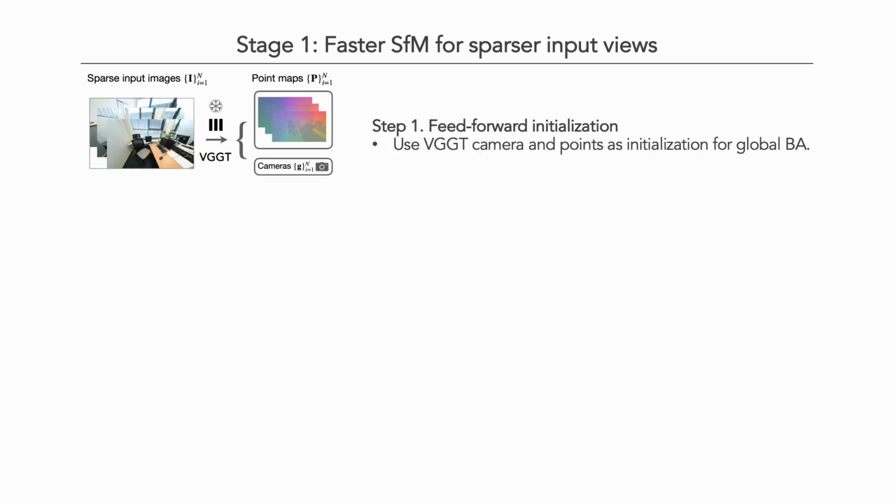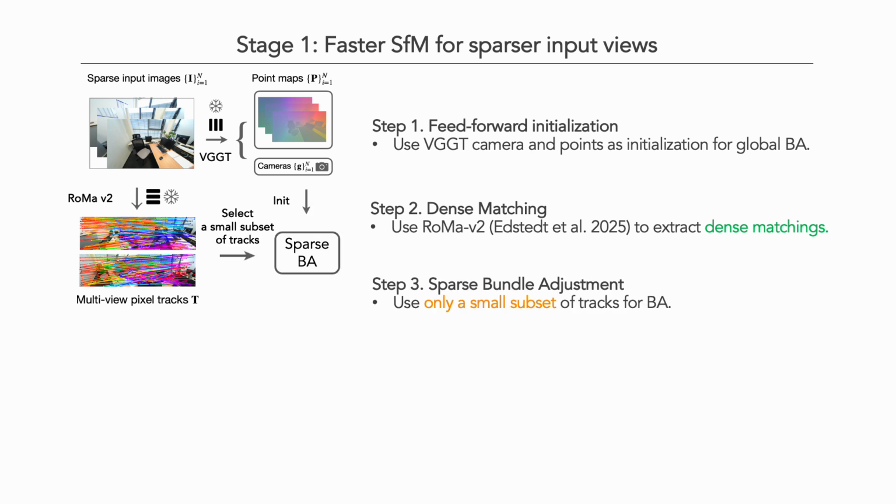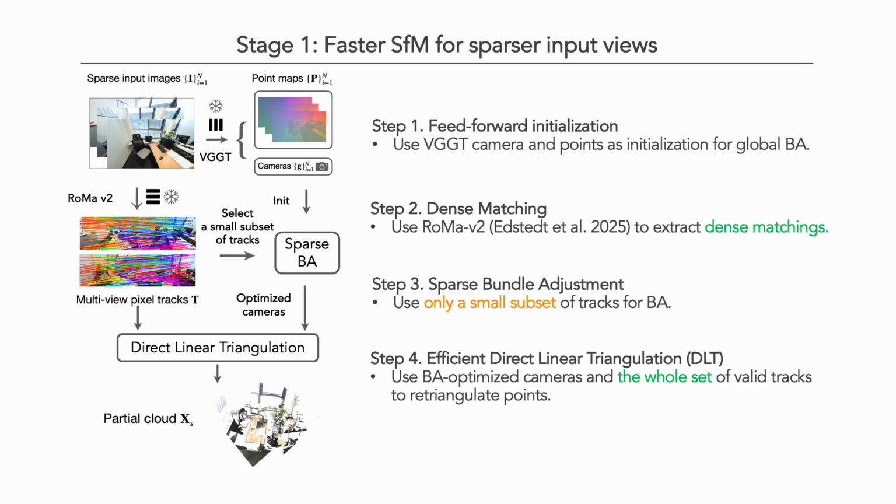Specifically, in Stage 1, we develop a new SFM pipeline, which is faster and more robust for sparse input views. First, we use the camera endpoints predicted by VGGT as an initialization. Second, we use dense matchers, such as RoMa V2, to extract multi-view dense matchings. From them, we choose a small subset of tracks for a global bundle adjustment. Next, we use the optimized cameras by the BA and the whole set of valid tracks to triangulate points with an efficient direct linear triangulation.